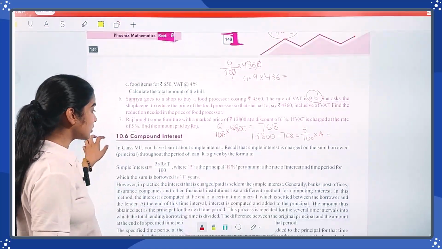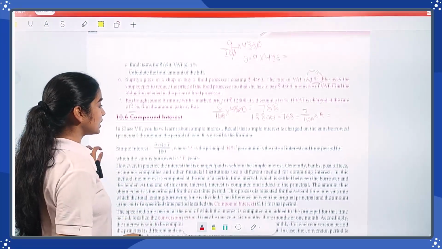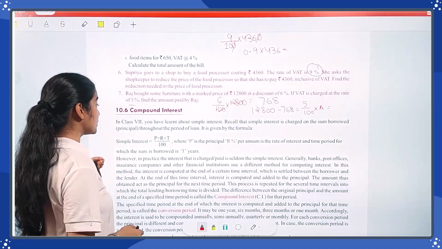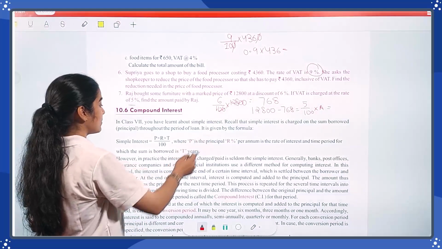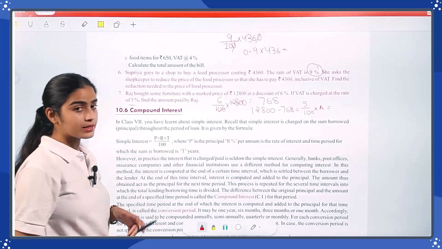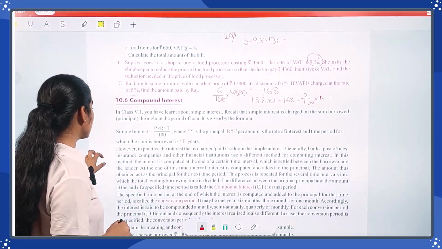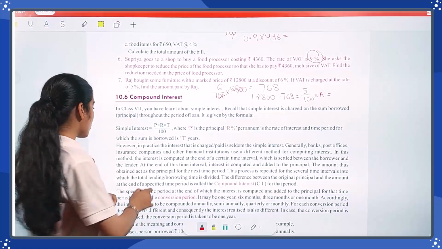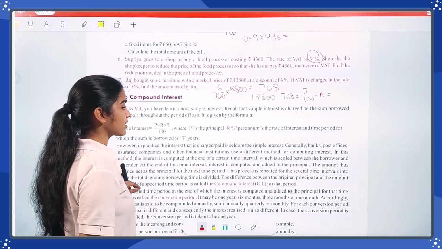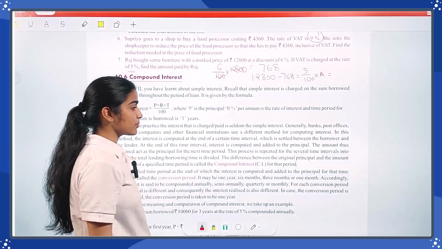Next we have another concept, which is compound interest. In class 8, you have learnt about simple interest. Recall that simple interest is charged on the sum borrowed, the principal, throughout the period of the loan. It is given by the formula simple interest equals P into R into T divided by 100, where P is the principal, R is the percent per annum, the rate of interest, and the time period for which the sum is borrowed is T years. However, in practice, the interest that is charged or paid is seldom simple interest. Generally banks, post offices, insurance companies, and other financial institutes use a different method of computing interest.